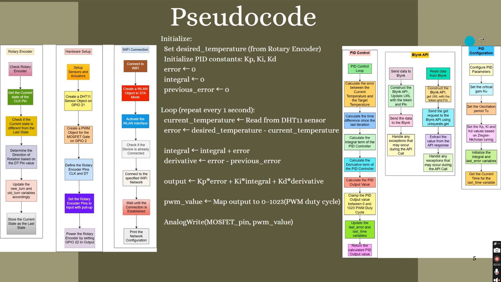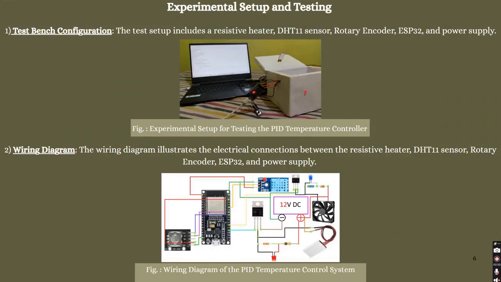And for PID configuration we have used AI to set the critical gain Ku, oscillation period Tu, and Kp, Ki and Kd. Experimental setup and testing.